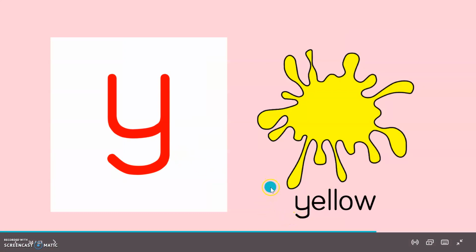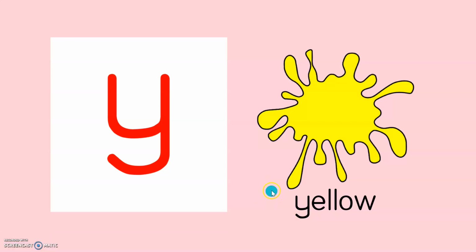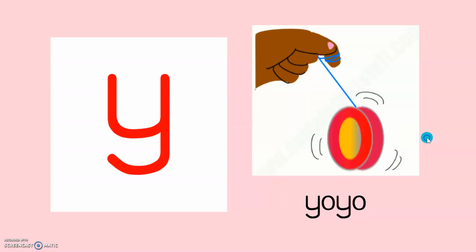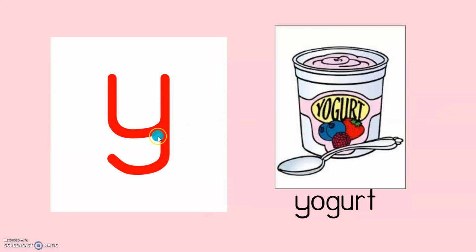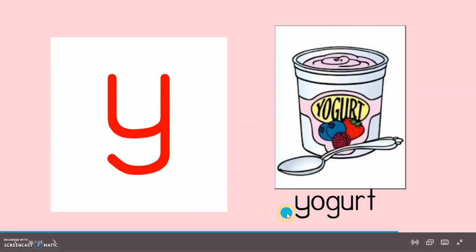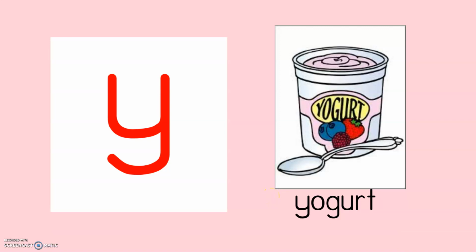Okay, what else? Can you tell me? Y for yo-yo. And Y for yogurt. Okay, so today we have learned 3 sounds: O, Q and Y.